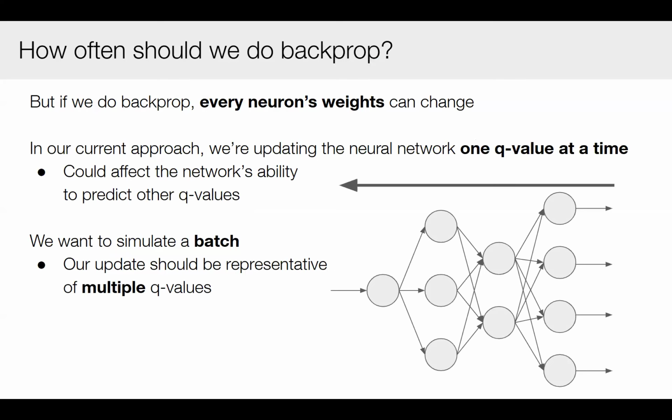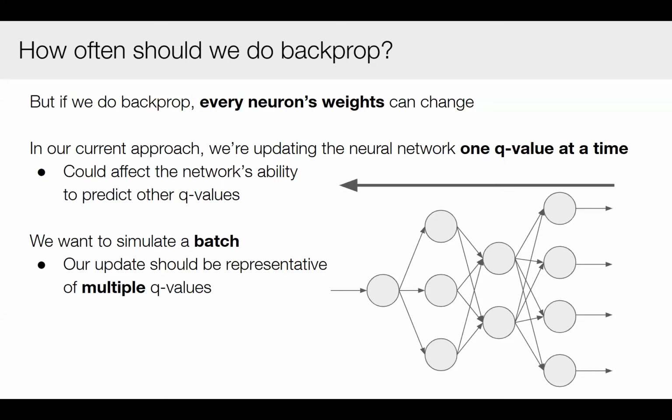So if we're only updating the neural network one Q value at a time, meaning that we compute the loss for one Q value compared to the return that we wanted to estimate, this is affecting our neural network's ability to predict other Q values because all of the neurons are changing. When we're doing backpropagation, if we're changing all the neurons to better predict one Q value, that could make it worse at predicting a lot of other Q values. So this is just not going to work. This is a general problem with supervised learning. That's why batch sizes exist.